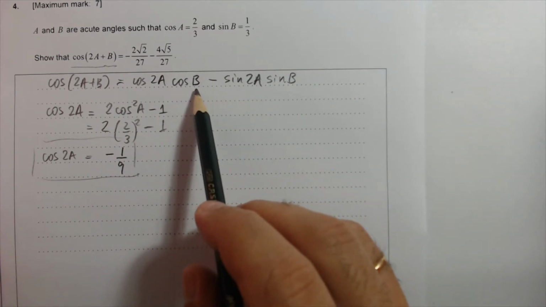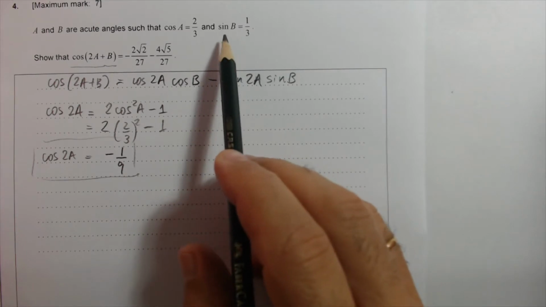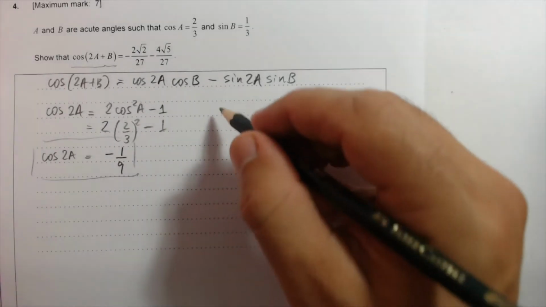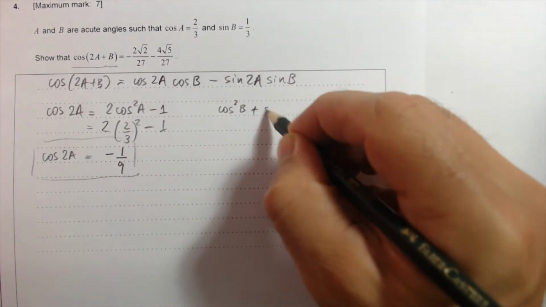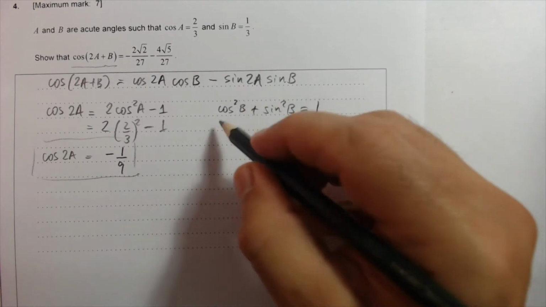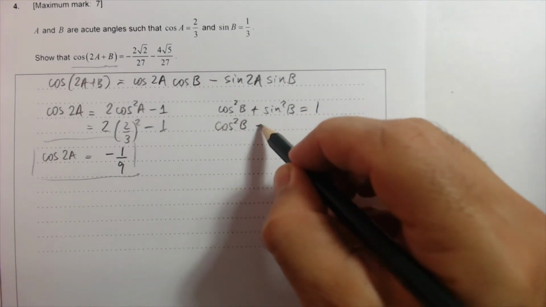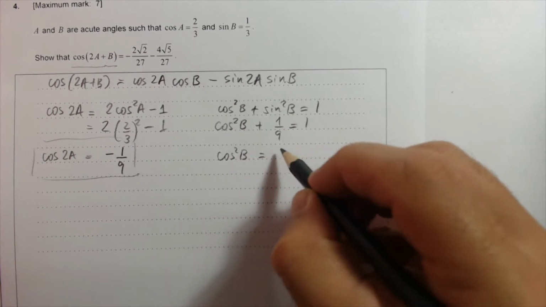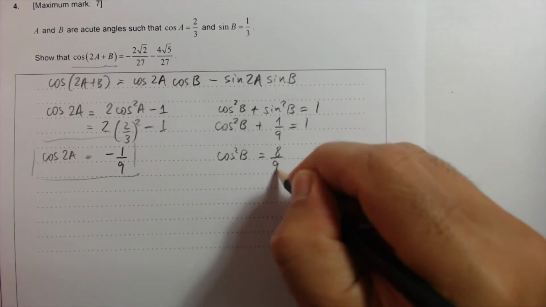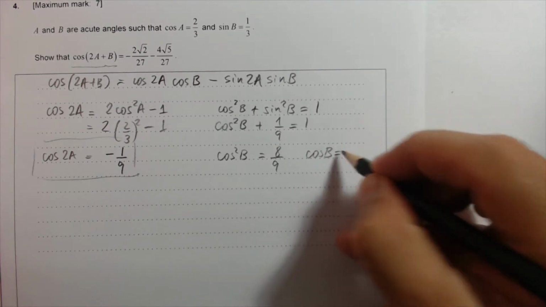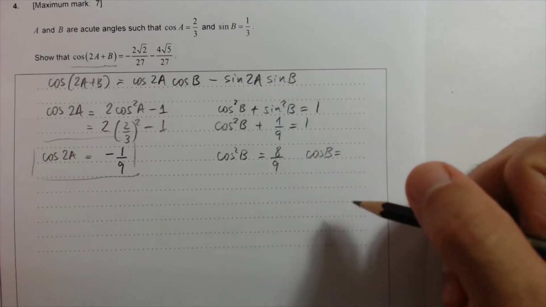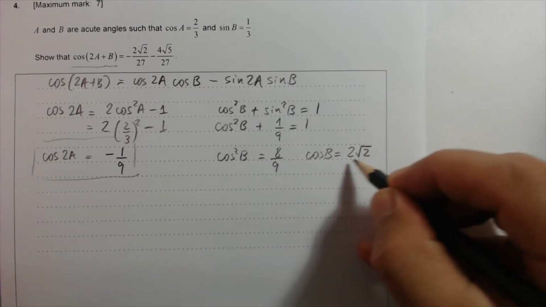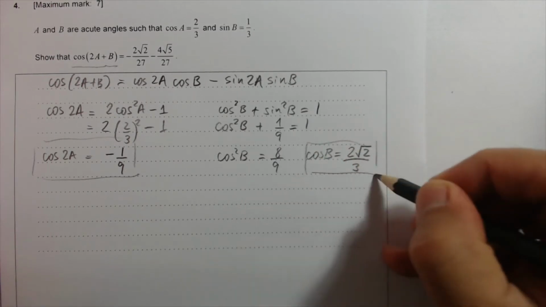We don't have cos B, but we can find cos B because we have sin B. This can be done because we can use the Pythagorean identity, the most important one. So cos²B + sin²B must be equal to 1. Cos²B plus (1/3) squared, which is 1 over 9, is equal to 1. Cos²B is equal to 1 minus 1 over 9, which is 8 over 9. And then cos B would be plus or minus the square root of 8 over 9. But as the angles are acute, we're going to consider the positive value. Square root 8 is 2 root 2. Square root 9 is 3. So we have cos B.